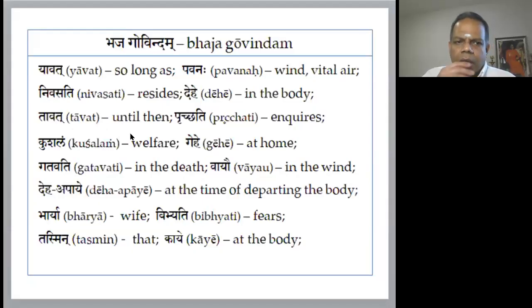Tavat, until then. As I mentioned, yavat and tavat are used as pairs. So long as something happens, until then, type of meaning. Until then, till such time, tavat. Prichati means inquires. I think we looked at it last week also. Prichati means asking, somebody inquiring about something. What do they ask? Kushalam. Kushalam means your welfare, anyone's welfare. Until the breath remains in the body, till then, welfare is inquired about. Gehe, at home. Geha is home. At home, people inquire about your well-being.